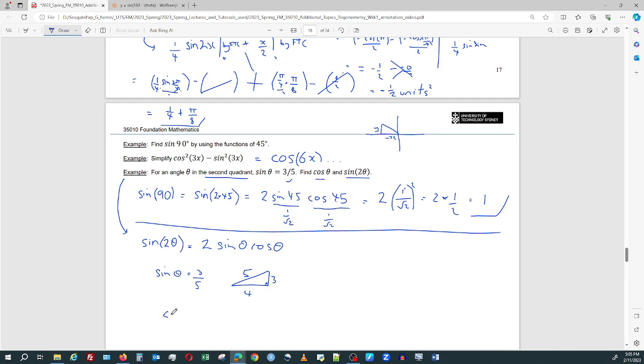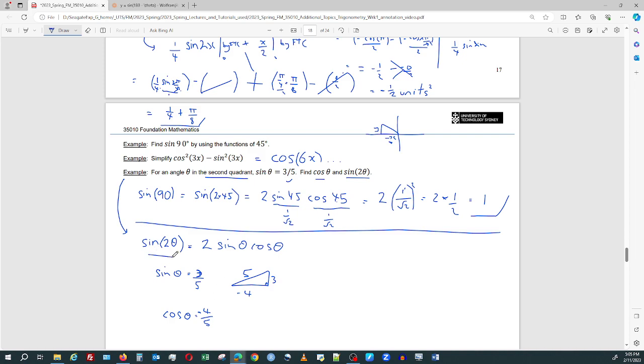So cos theta will be equal to adjacent over hypotenuse. So there are two pieces of information for that. So we found cos theta. That's fairly straightforward, remembering that x is negative. So we're going to put a negative 4/5 there. It's negative in the second quadrant. Okay, so negative 4/5, and sine theta is 3/5.